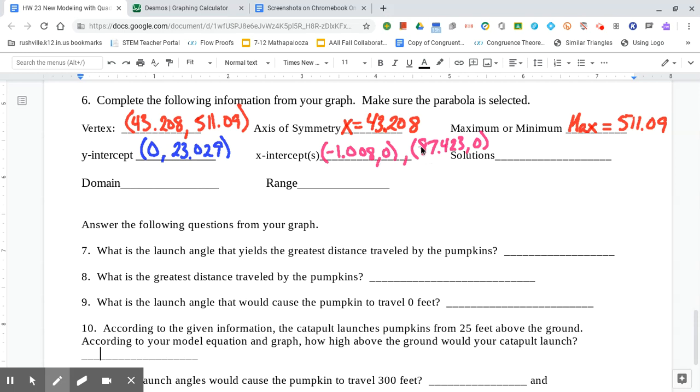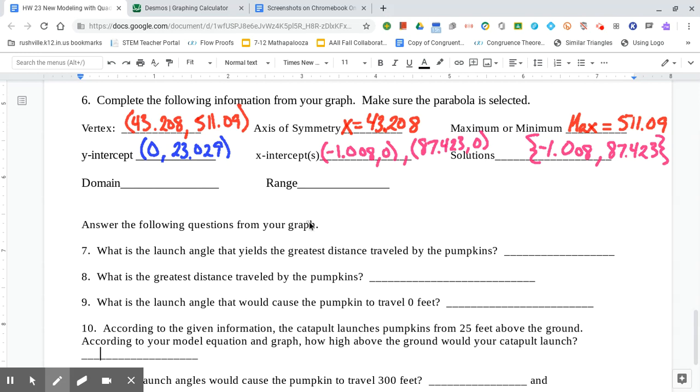So two x-intercepts, and if you remember, our solutions are directly tied to our x-intercepts. Our solutions are the x values from the x-intercepts. So we put the braces to signify we're listing solutions, and we had two. We had an x-intercept at -1.008 and another at 87.423. And something to note here, we are not saying this is a point. We are just saying we had two different solutions.